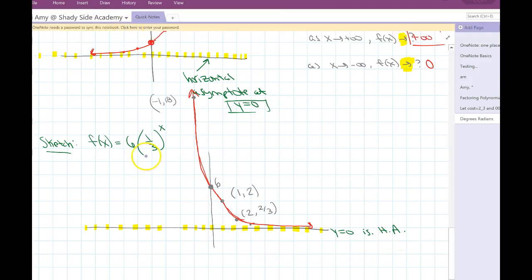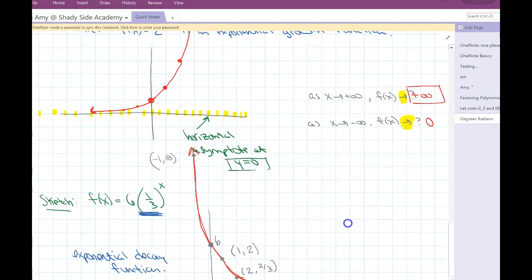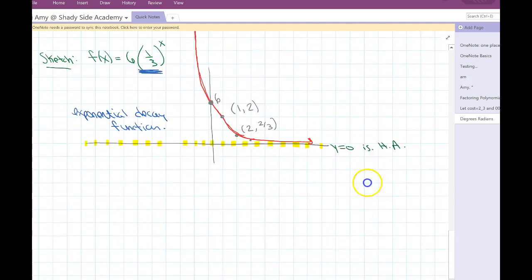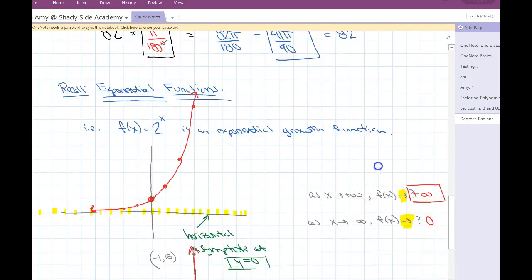Because the base here, that which is being raised to the exponent, is between -1 and 1, or it's less than 1, this here is an exponential what, everyone? Yes, an exponential decay function. So I just wanted you to remember what exponential functions looked like. In general, what can we say about exponential functions, everyone?